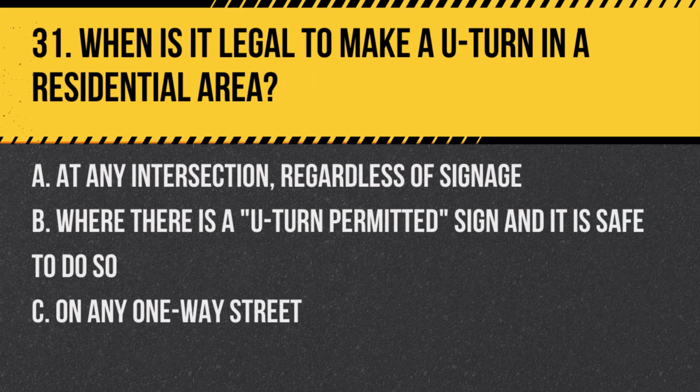Question 31. When is it legal to make a U-turn in a residential area? A. At any intersection, regardless of signage. B. Where there is a U-turn permitted sign and it is safe to do so. C. On any one-way street. Answer: B. Where there is a U-turn permitted sign and it is safe to do so. Always follow signage and ensure the maneuver can be completed safely without interfering with other traffic.